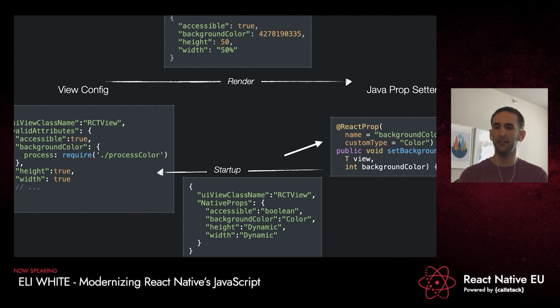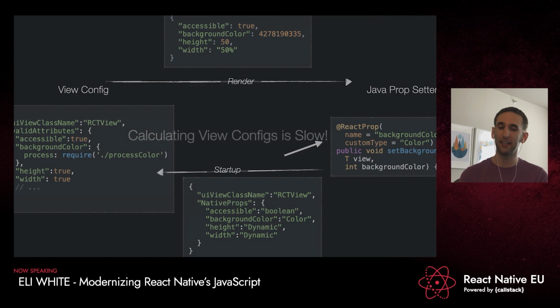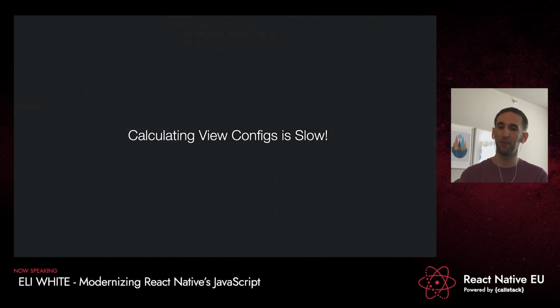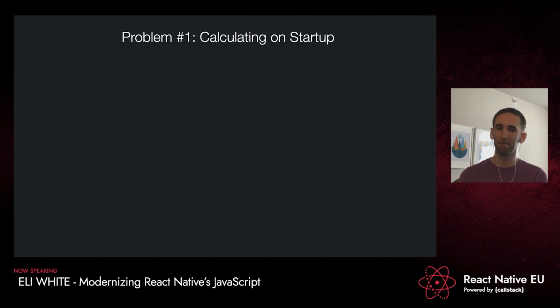And we send that description to JavaScript, which then processes this description into the view config that React then uses to know how to convert from view. So one of the problems with view configs is that calculating this is really slow, and we do it at startup. And the problem here is that we are doing it at startup, and we do it every single time. So every time you start the app, even though nothing has changed, we recalculate the same thing.